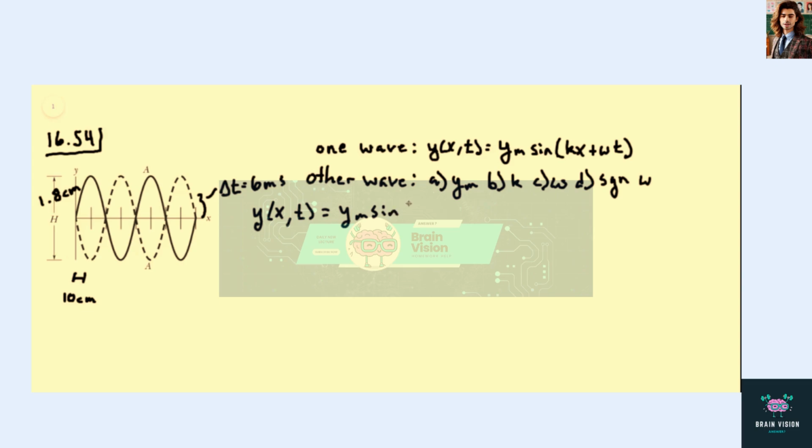So we expect one of our waves to look like this, and so the other wave is going to look the same, except with the opposite sign in front of the omega. So all of the parameters have the same values, and we've actually already answered D. This will have a negative sign because it has to travel in the opposite direction.